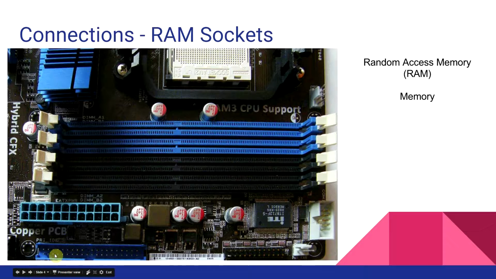Some of the other sockets that you have on the motherboard is your RAM, your random access memory, or what most people just call the memory of the computer. You have multiple slots. Again, right now in this picture we have a full ATX motherboard. Your micro ATX is only going to have 2 slots, and then as you get smaller and smaller you may only have 1 slot or a folded up version with the ITX cases.